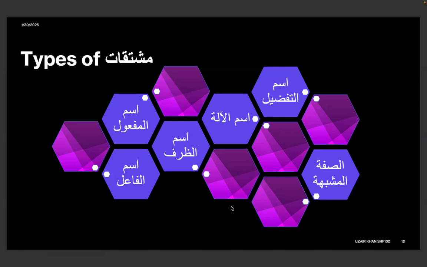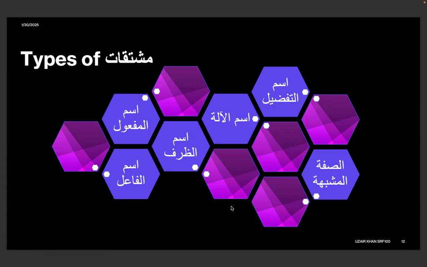So nasara means he helped, right? But how do I say the one who helped? How can I standardize this process of saying the one who does any action? I can make the one who does a pattern on its own, and that's what we call ismul fa'il. So nasirun means the one who helped.